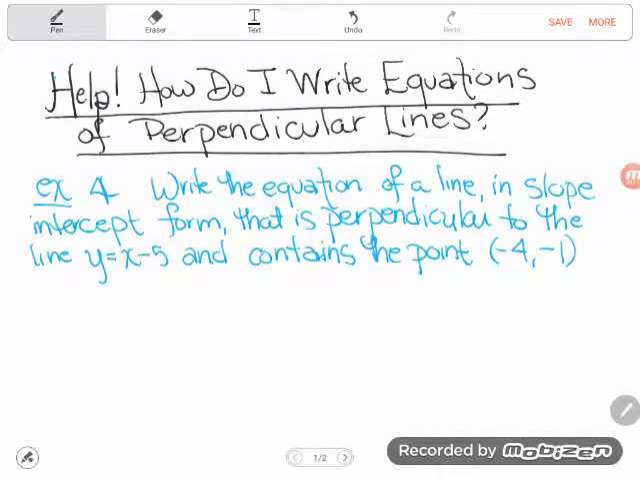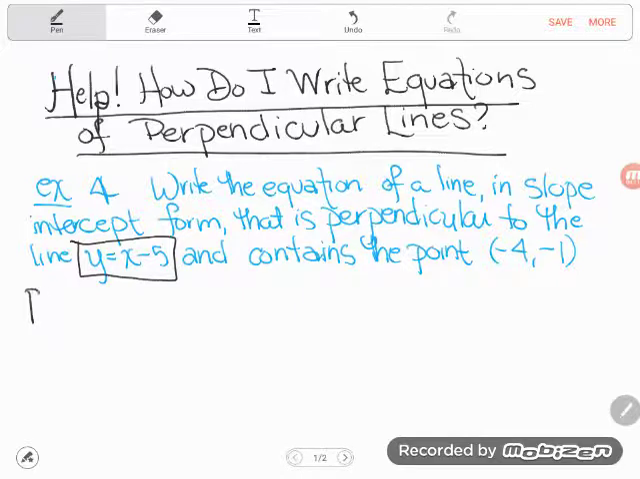Hey guys, I had a GED student who was struggling a little bit with writing equations of perpendicular lines. So let's take a look at example 4 first, which is a little on the straightforward side, and then we'll look at a complicated example. Number 4 said, write the equation of a line in slope-intercept form that is perpendicular to this line, and contains the point (-4, -1).